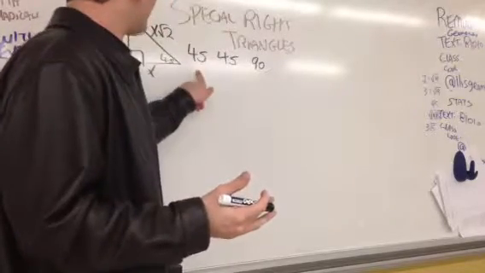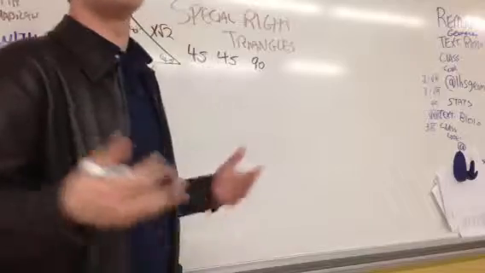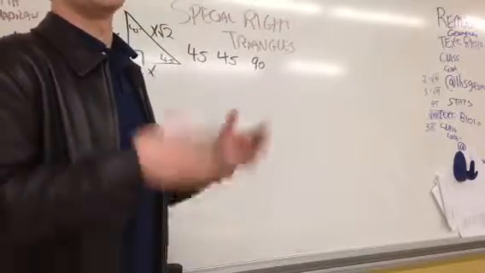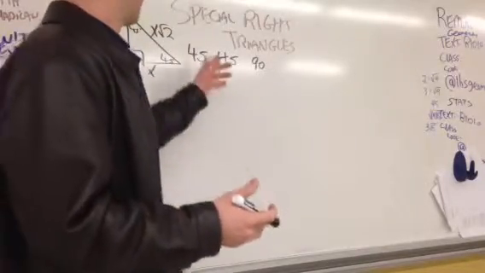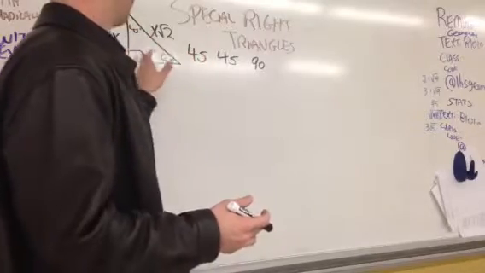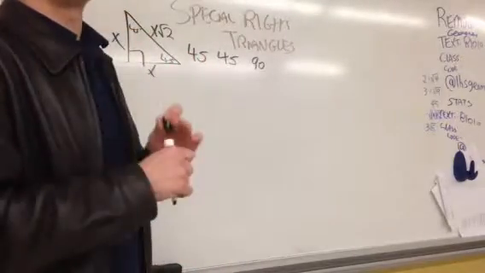Well, 45, 45, 90 right triangles are called special right triangles because there's a certain relationship that exists when the angle measures are 45, 45, and 90. So let's take a look at what that is.